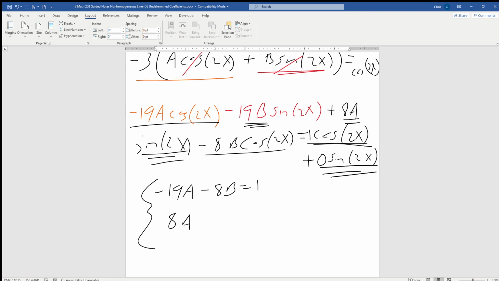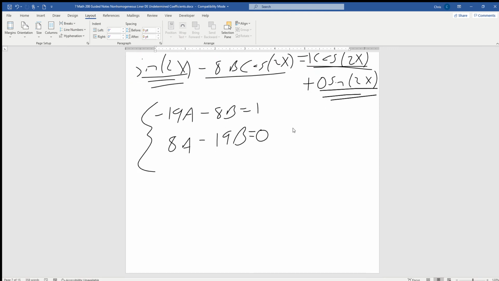So we get 8a minus 19b is equal to 0. At this point, we can solve the system using whichever method we want. It looks like substitution might be easier in this case, because we can rewrite the second equation very easily. We can say that a is equal to 19/8 b, just by adding 19b to both sides and then dividing by 8. Then we can substitute that back in right here.